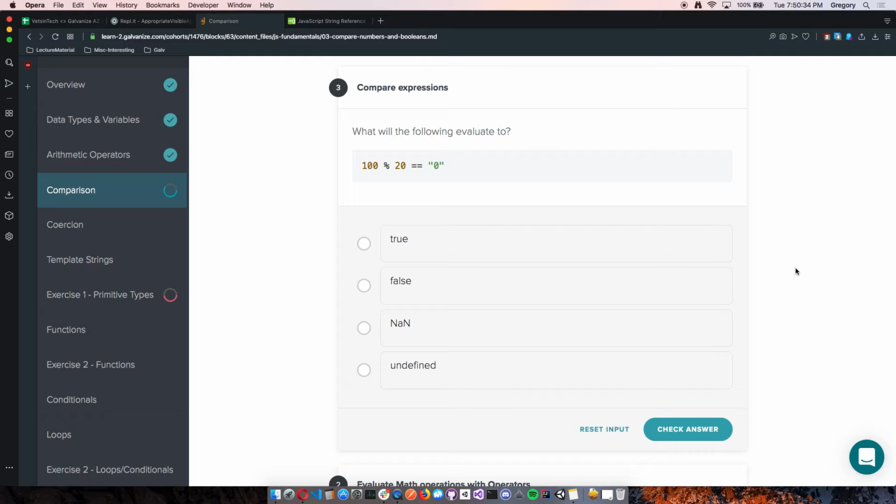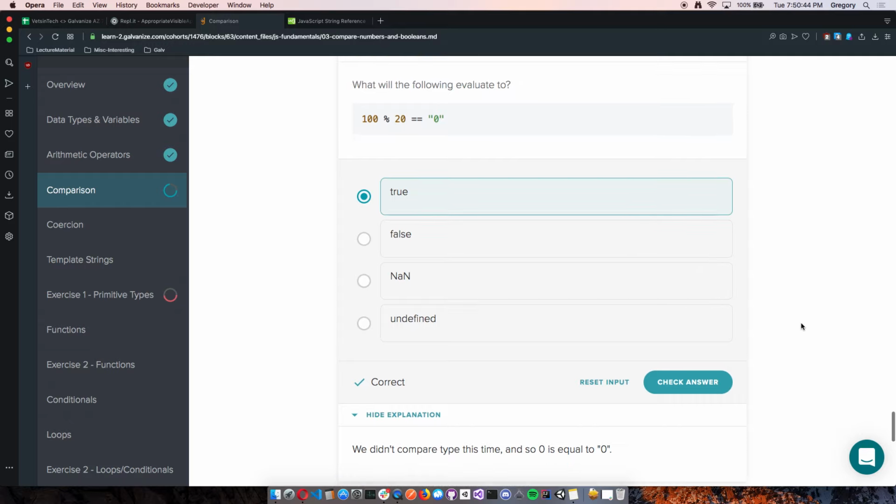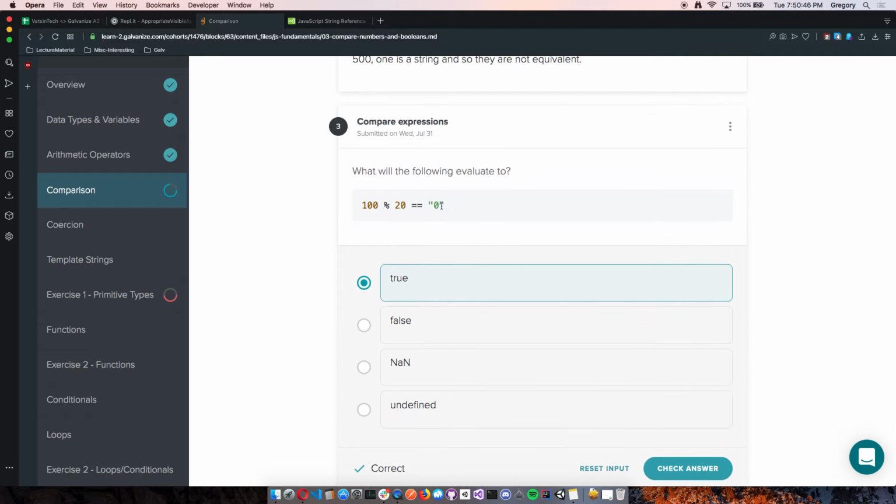Anybody have an answer? If those 3 equal signs. Exactly, yes. I'm glad that you guys are getting that now. So the value is the same. We're not checking the data type.